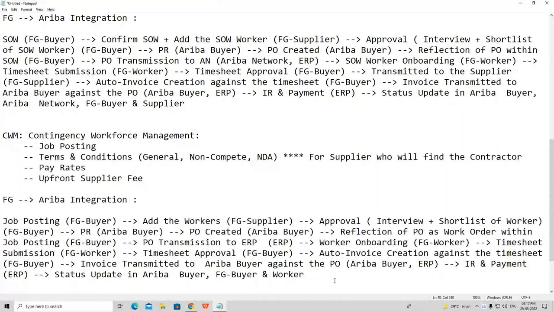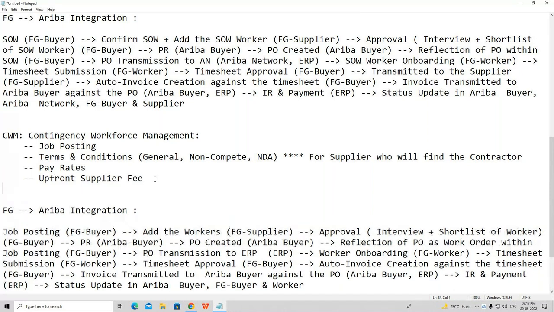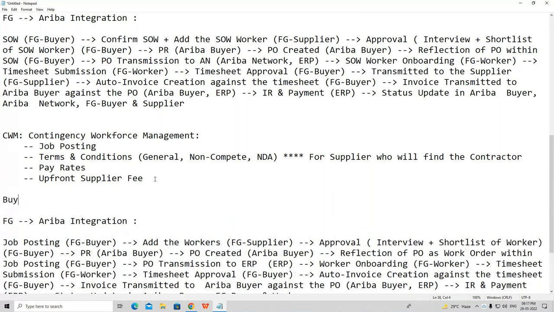Now, this is basically the general thing which we will try to do for job posting, but there is a small change. Now, what is happening is like this: the assignment came out over there. The buyer is coming, asking the supplier for the resource, and the supplier is giving the resource, and then the worker is coming into the picture.